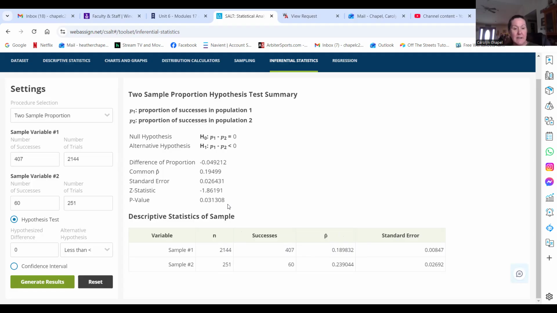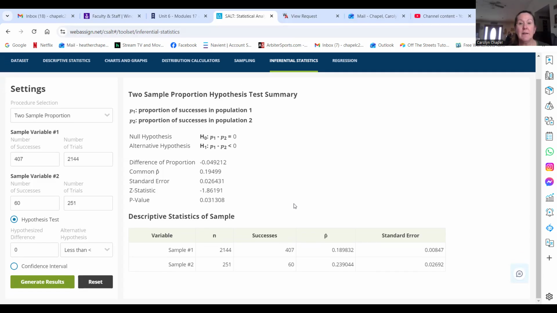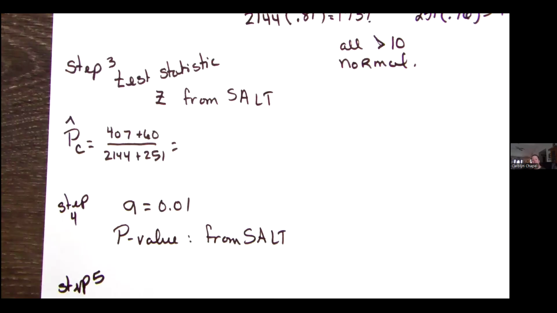Our test statistic is down here. There's that common p. I'm going to write it down so we have it. My test statistic is a negative value because we wanted to show that Virginia was smaller. So if I take Virginia minus something bigger, it should be negative. And my p-value is 0.031308. Okay. We will go back to our main screen and finish this problem off.